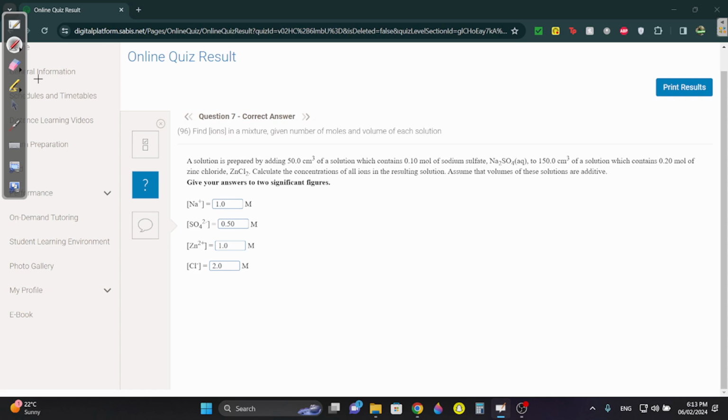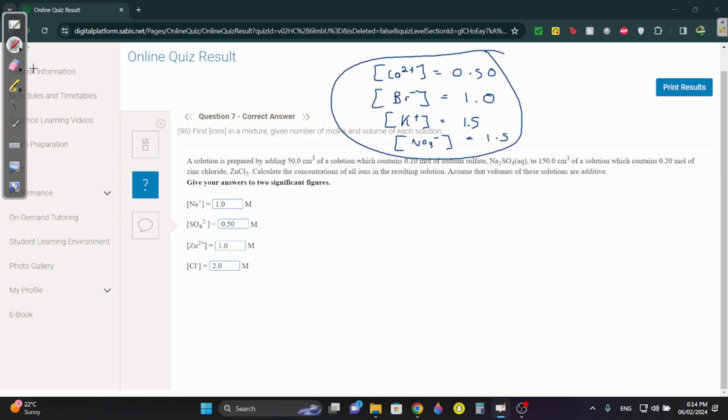The way it came in the AMS, the exact answer. Just let me check. Okay, yeah. I got the answers. What I have written here is the concentration of Ca2+ was 0.50. The concentration of Br- was 1.0. The concentration of K+ was 1.5. The concentration of NO3- was 1.5. These were the exact answers of the AMS last week. I think they'll come the exact same. Regardless, I'm going to show you how to solve.